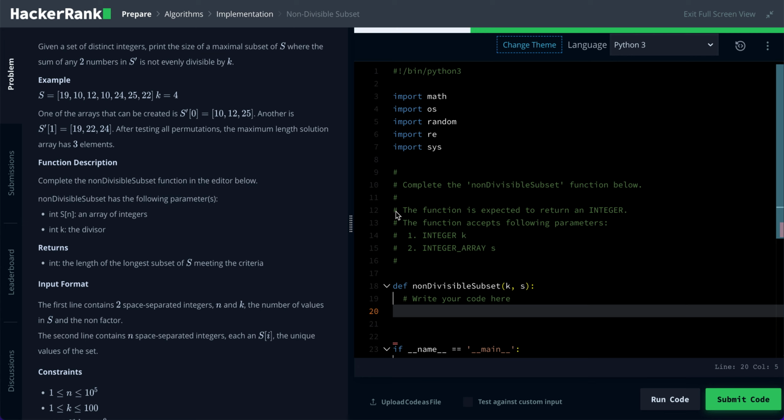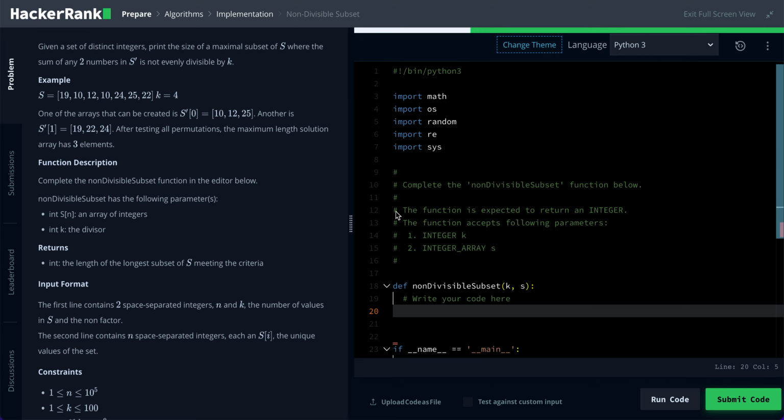Hey, what's up everyone? In this lesson, we'll be covering the Hackerrank medium rated question algorithm non-divisible subset. So this question's a little tough, but don't worry, we will dive in and go through the logic step by step. So we are given an array S and a divisor K.